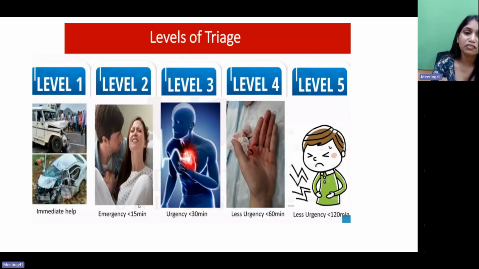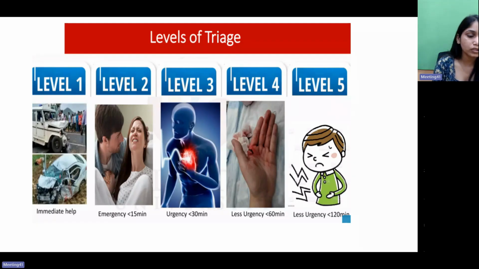So there are some levels of triage for these emergency conditions, right? You can see here, immediate help. As you can see in this picture, there is an accident, so they require immediate help, right? Whoever is in the car, we should always transfer them to the hospital immediately, right?